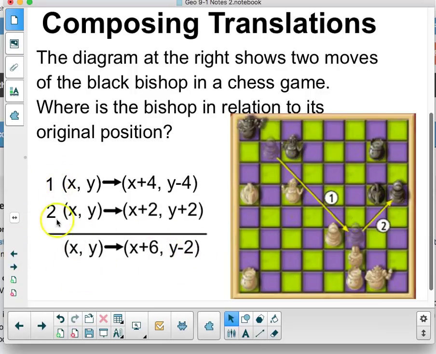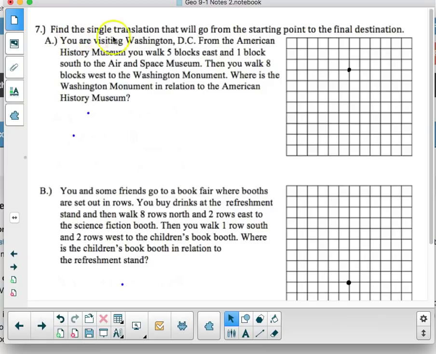So I combine these two moves to be just this one move in the same move. So let's see what that might look like. Okay, you find your single translation that will go from the starting point to the final destination. To start with this though, let's have you take your grid and mark it up. 1, 2, 3, 4, 5, 6 to the right, down 3, make a dot.